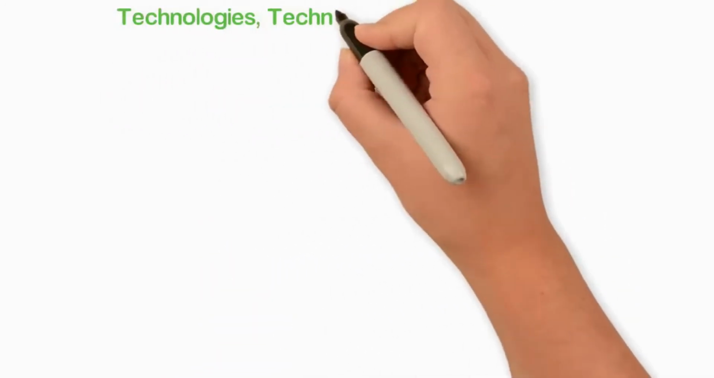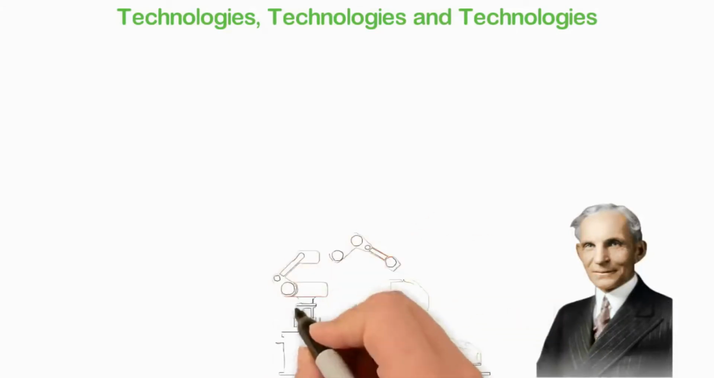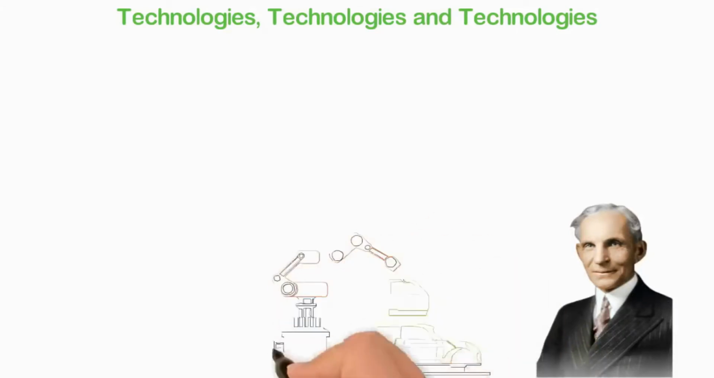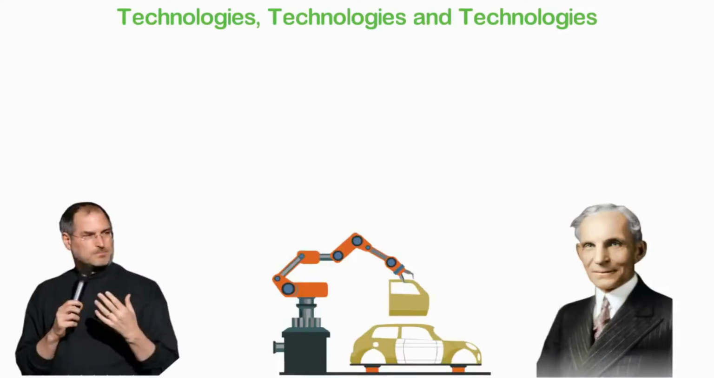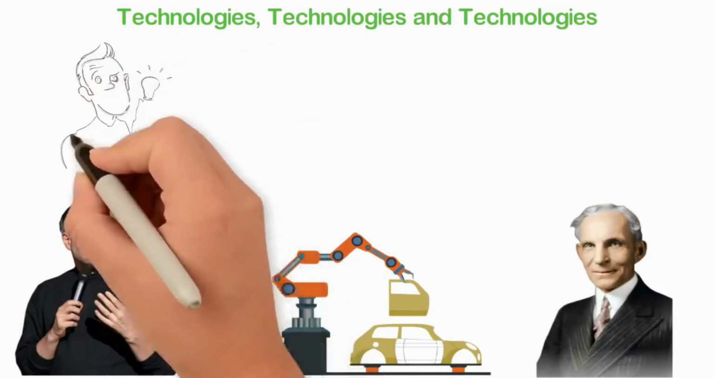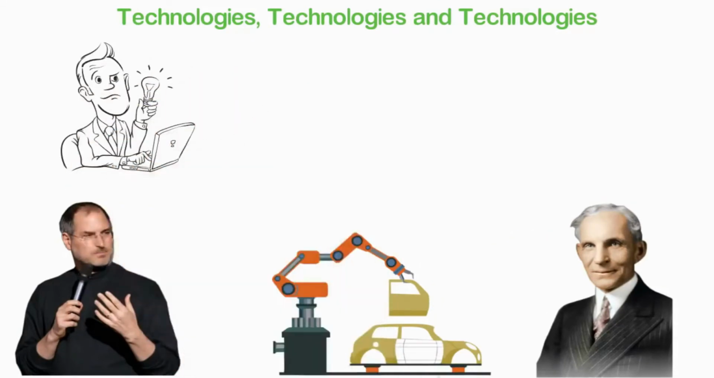Technologies, technologies, and technologies. Henry Ford was one of the richest men in his generation. How did he make his billions? Well, Ford looked for ways to invent and use new technologies to make automobiles that can be affordable by average Americans. Steve Jobs is considered one of the most successful entrepreneurs in the history of the human race. What did he do? Steve looked for technologies to make computers available and usable by an average human.